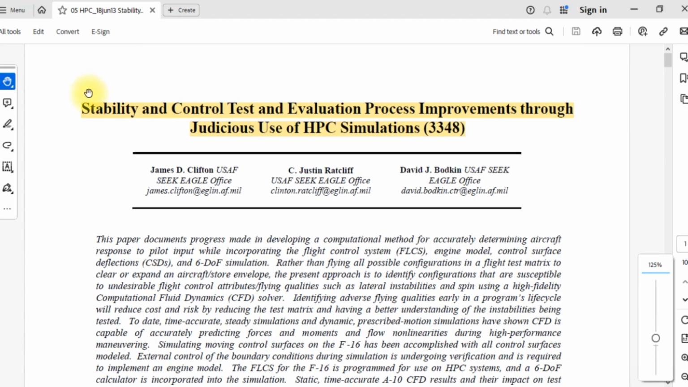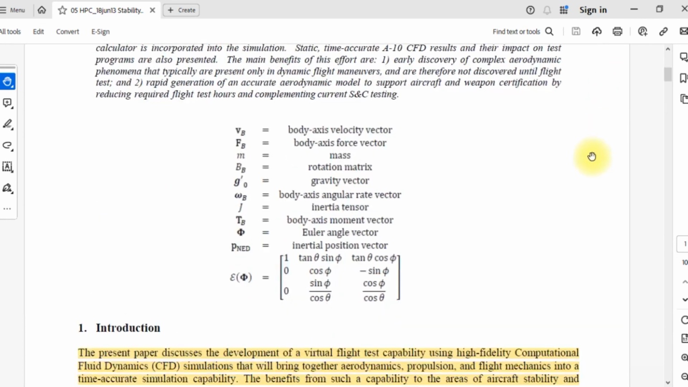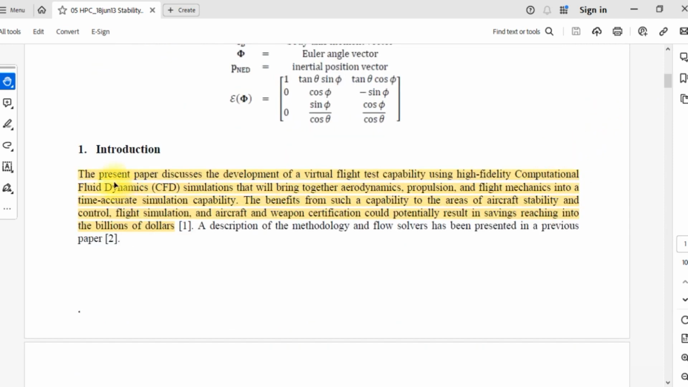This is another document I found. Stability and control tests and evaluation process implemented through the use of HPC simulations. I believe this has to do with helicopters. The present paper discusses the development of virtual flight test capability using high-fidelity computational fluid dynamics simulation that will bring together aerodynamics, propulsion, and flight mechanics into a time-accurate simulation capability. The benefits from such a capability to the areas of aircraft stability and control, flight simulation, and aircraft and weapon certification could potentially result in savings reaching into the billions of dollars.